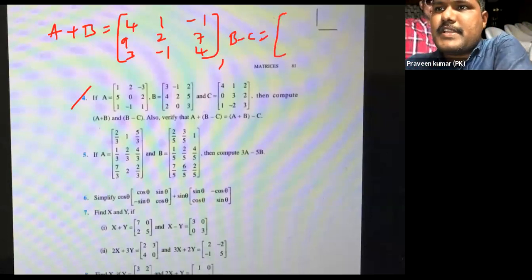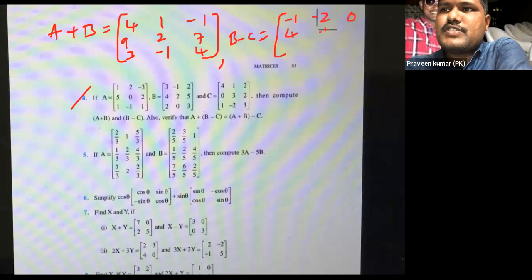Three minus four, minus one. Minus one minus one, minus two. Two minus two, zero. Four minus zero, four. Two minus three, minus one. Five minus two, three. Two minus one, one. Zero minus four, minus plus two. Three minus three, zero. Understand?